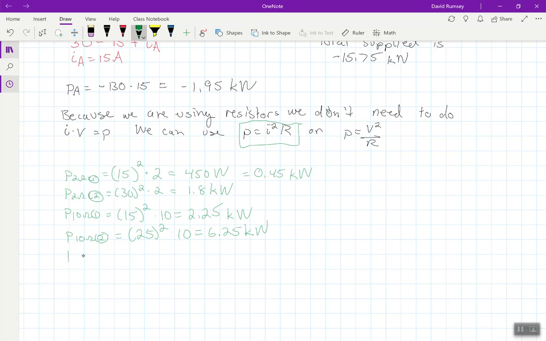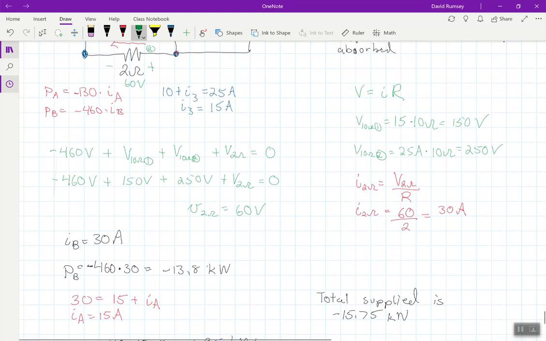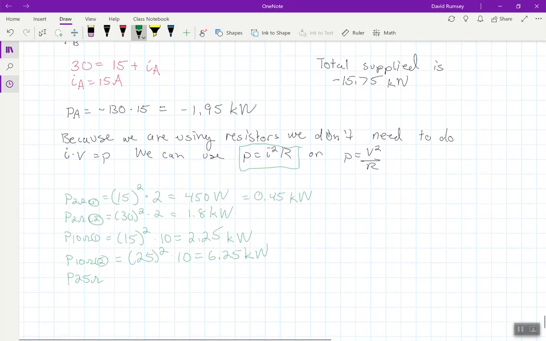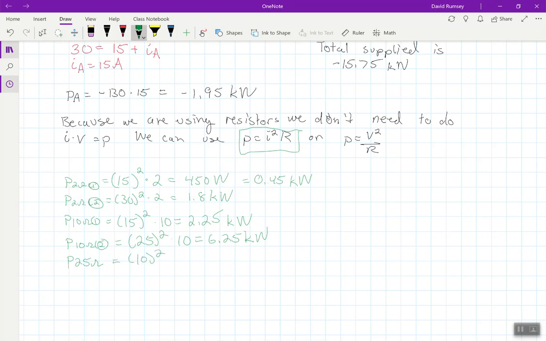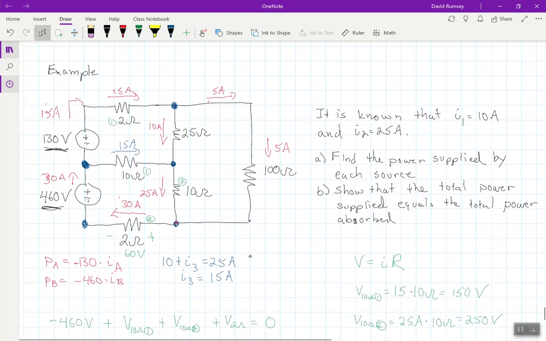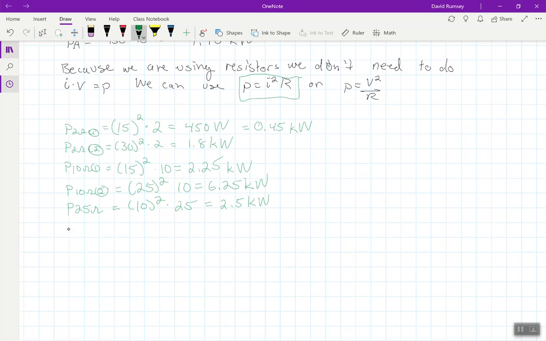And then we have the power across the 25 ohm resistor. And that's 10 amps going through that. So this would be 10 squared times 25, which is 2.5 kilowatts. And then finally we have the 100 ohm resistor, which has 5 amps going through it. Which would be 5 squared times 100, which should be 2.5 kilowatts. Let me just double check again. 2.5 kilowatts. So that's the power in each one of these resistors.